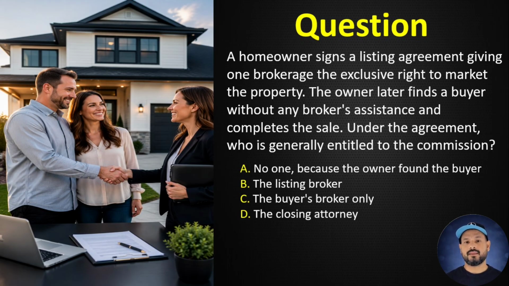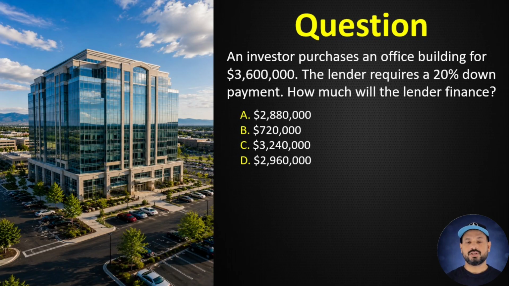Question number 11. A homeowner signs a listing agreement giving one brokerage the exclusive right to market the property. The owner later finds a buyer without any broker's assistance and completes the sale. Under the agreement, who is generally entitled to the commission? A. No one, because the owner found the buyer. B. The listing broker. C. The buyer's broker only. D. The closing attorney. Correct answer B. The listing broker. An exclusive right to sell listing generally entitles the broker to a commission regardless of who finds the buyer.